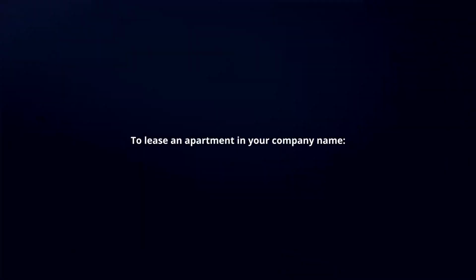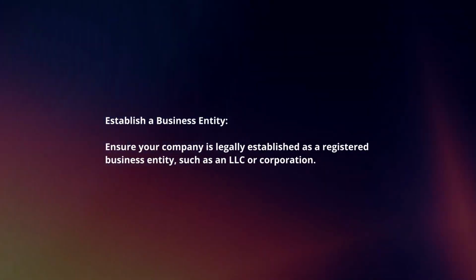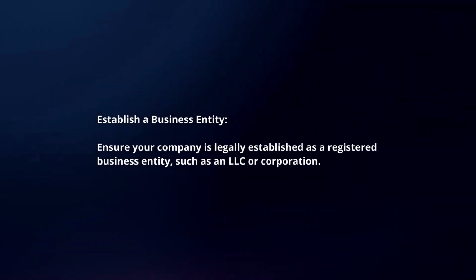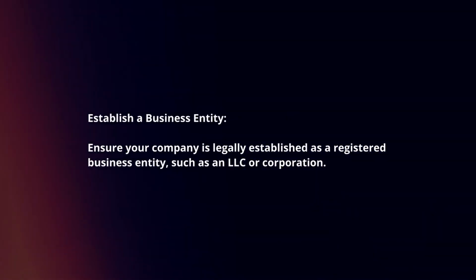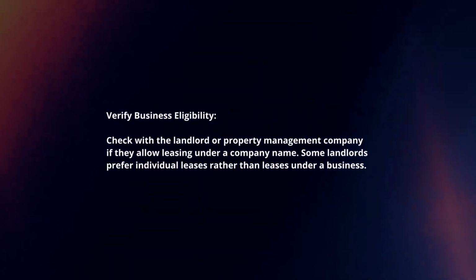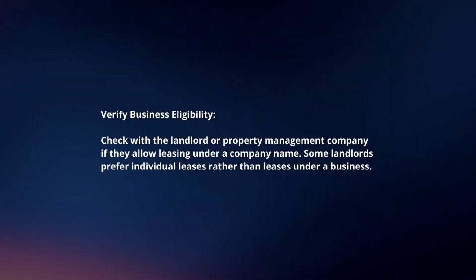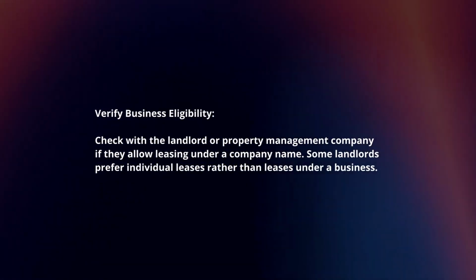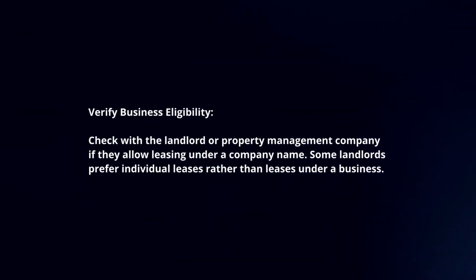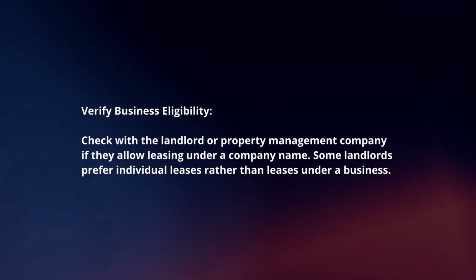To lease an apartment in your company name, establish a business entity. Ensure your company is legally established as a registered business entity, such as an LLC or corporation. Verify business eligibility. Check with the landlord or property management company if they allow leasing under a company name. Some landlords prefer individual leases rather than leases under a business.